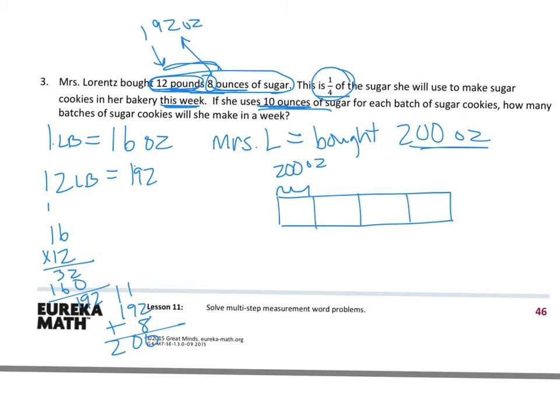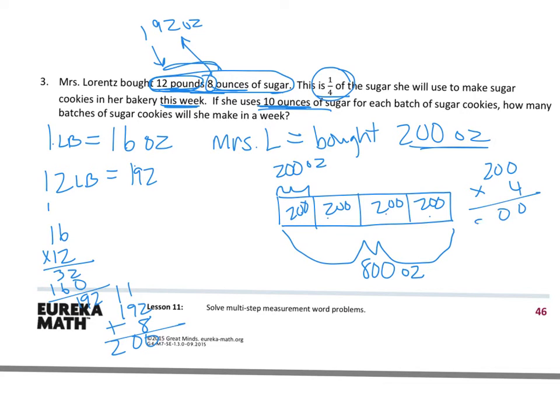So that's a fourth. I need the whole week. And this is a fourth of what she'll use the whole week. So if I know this box is 200, I know this is 200, this is 200, and this is 200. So I have 2, 4, 6, 800 ounces. Or I could have shown it as 200 times 4. So this is 800 ounces for 1 week. That's the first part of my question I have to do.